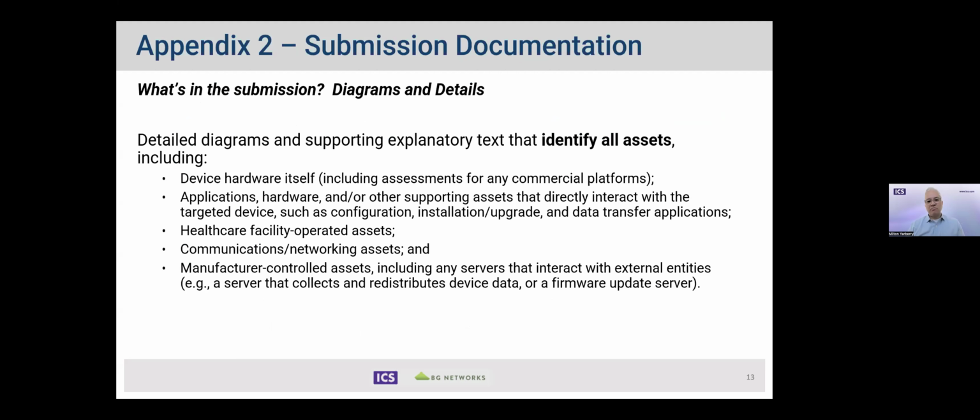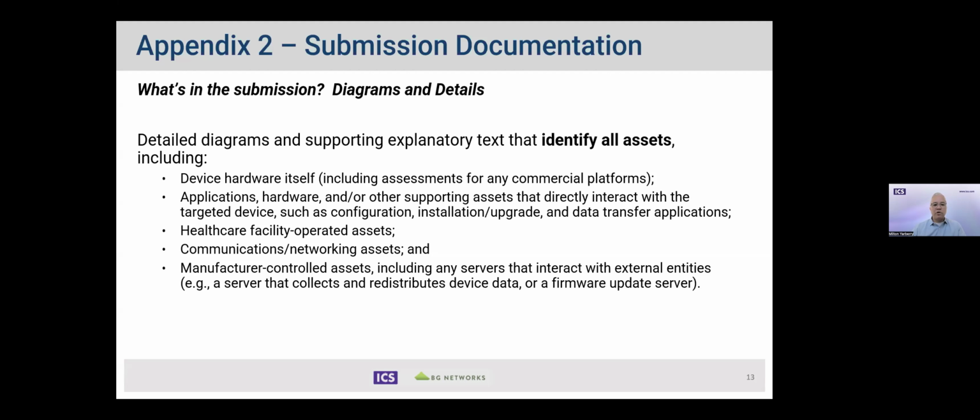So that's that first section that we spoke of from the guidance. Now I'm going to shift to Appendix 2. So this is basically what's in the submission, and the short answer is basically diagrams and details. So detailed diagrams supporting explanatory text that identifies all assets, including, of course, the device hardware itself, which is obvious, application hardware or other supporting assets that directly interact with the targeted device, which is very intuitive, but also healthcare facility operated assets.